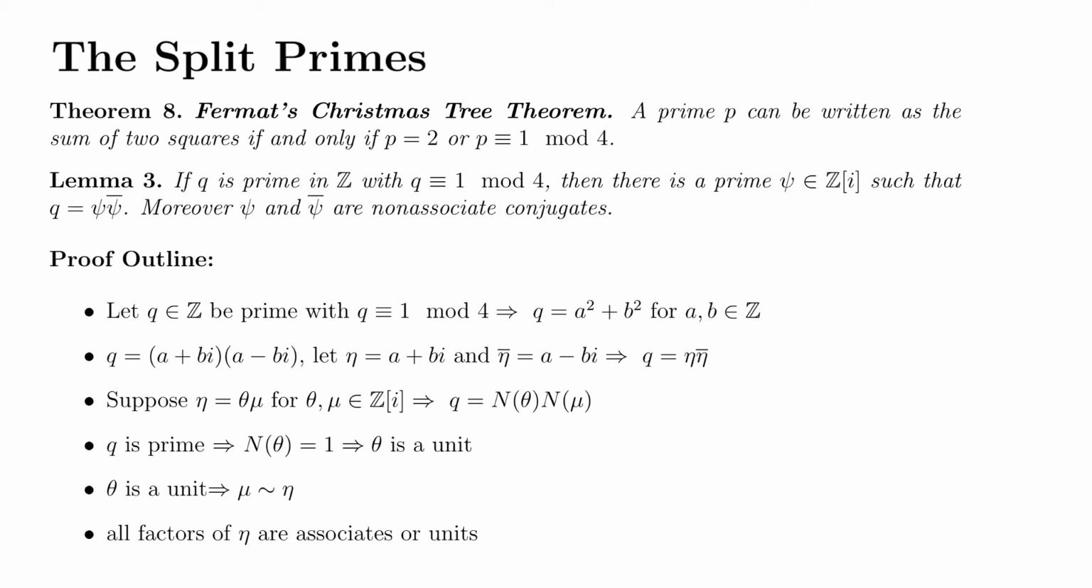Suppose that eta is equal to theta mu for some theta, mu in Z adjoin i. Then q is equal to the norm of theta times the norm of mu. Since q is prime, one of these things must be equal to 1. Without loss of generality, we can assume that the norm of theta is equal to 1, which implies that theta is a unit. Given this, we can also say that mu is an associate to eta. Then we have that all factors of eta are associates or units, implying that eta is prime in Z adjoin i. The exact same argument can be made for eta bar.